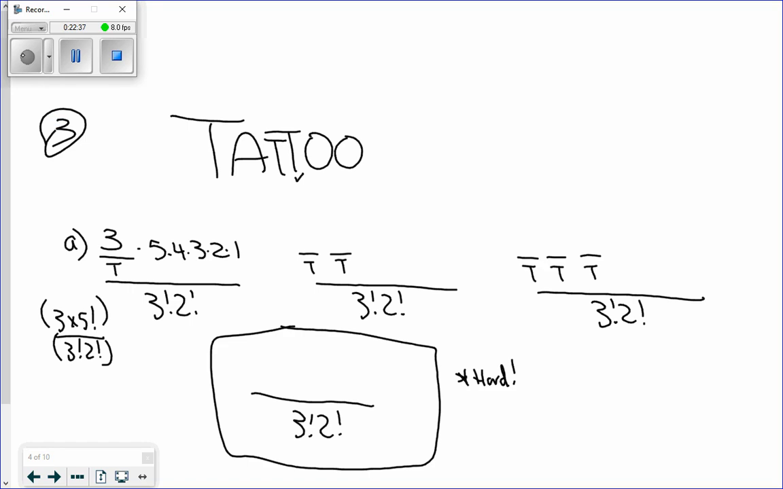Okay, so what if it has to start with 2 T's? We already know there's 3 choices for the first T. How many choices for the next T? 2. So let's say I've now picked those 2. How many Scrabble tiles do you now have left? So 4, 3, 2, 1. So you would just punch that in. Happy, happy, happy.